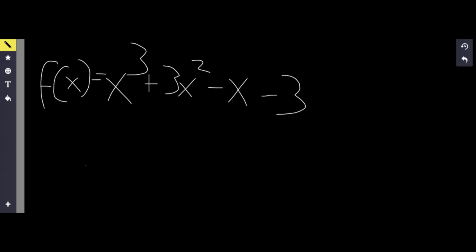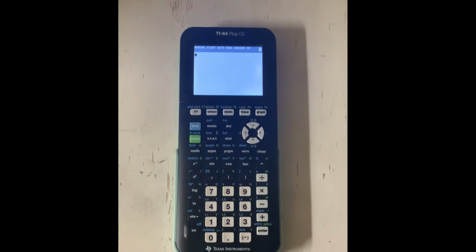So let's say we have the function f of x is equal to x to the third power plus 3x to the second power minus x minus 3. Now, if you're having trouble with the rational root theorem and stuff, I'm going to post a rational root theorem video, but this is just a calculator trick video. So here's what to do.